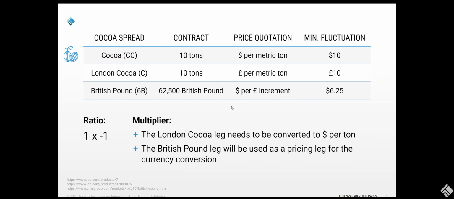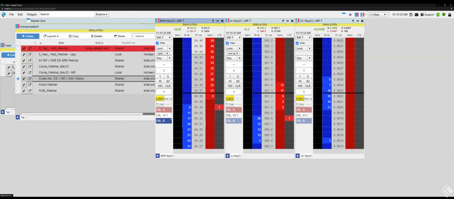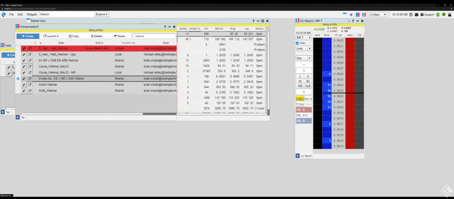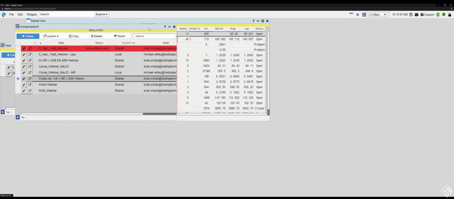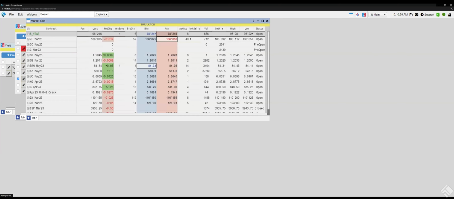Another spread that's very similar as far as having to account for a particular currency is going to be the cocoa spread. Now, given the time of day, cocoa is not actually open. However, we can still look at this as it is a very similar and slightly different spread at the same time.